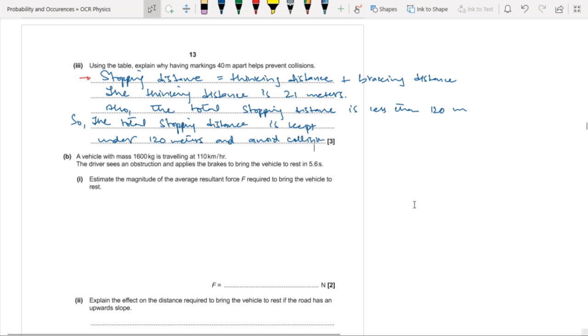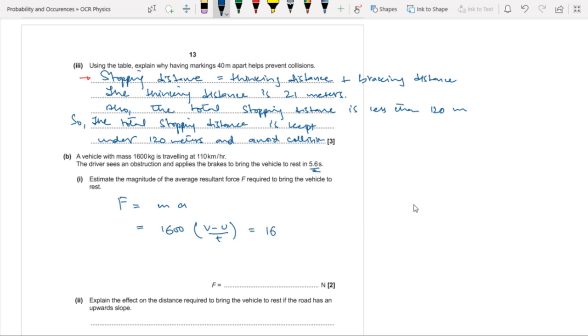All right. Moving on to part B of the question. A vehicle with mass 1600 kilograms is traveling at 110 kilometers per hour. The driver sees an obstruction and applies the brakes to bring the vehicle to rest in 5.6 seconds. Estimate the magnitude of average resultant force F required to bring the vehicle to rest. Again, simple question. Force is mass times acceleration. Mass is given, 1600. Acceleration is final velocity minus initial velocity divided by time, v minus u over t.